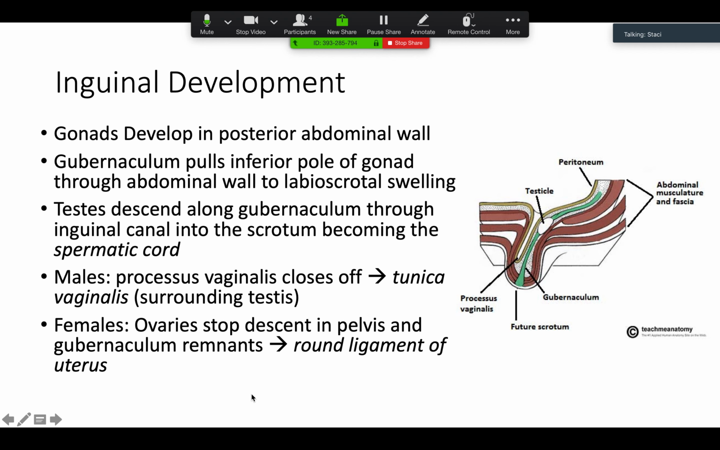But in females, the ovaries stop descent in the pelvis because they're not going to come out. They're going to stay in the pelvis, and the gubernaculum remnants become the round ligament of the uterus.